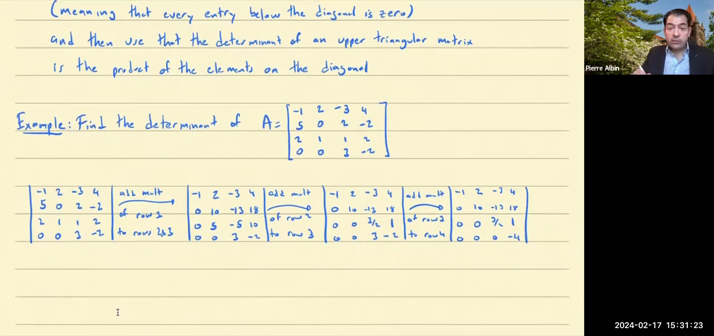Okay, so since none of these steps change the determinant, we know that the determinant of A is equal to the determinant of this final matrix, which is equal to the product of the elements on the diagonal, because this matrix is upper triangular, right? And if you multiply those out, you get 60.